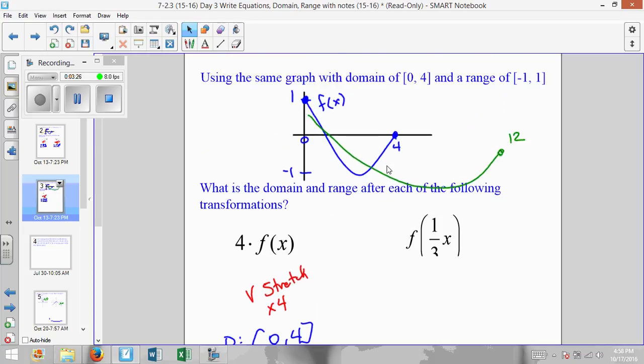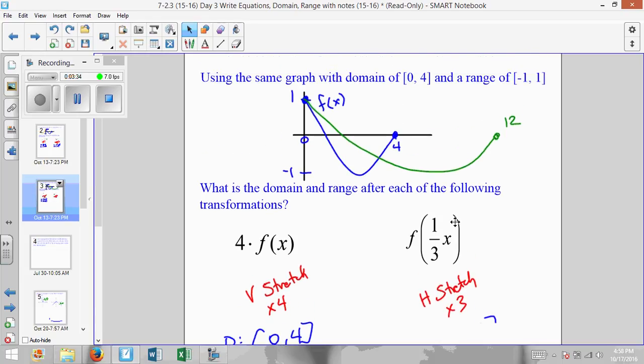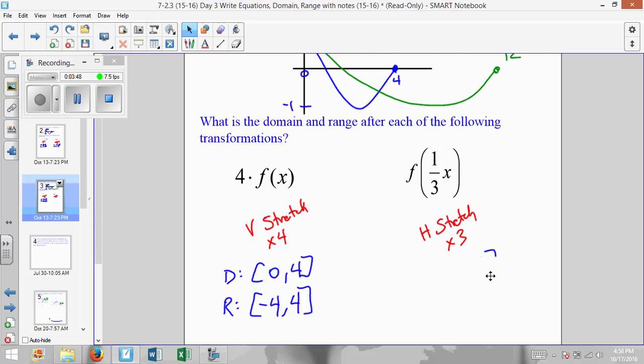So here's my graph. It's 3 times wider because of the horizontal stretch, times 3. So, looking at the graph, the 4 became the 12, the 0 stayed at 0. So the domain changed this time because, again, it's horizontal, and the range did not change because that never had a vertical stretch, a vertical shift, or anything like that. So the domain is 0 to 12, and the range stayed the same at -1 to 1.